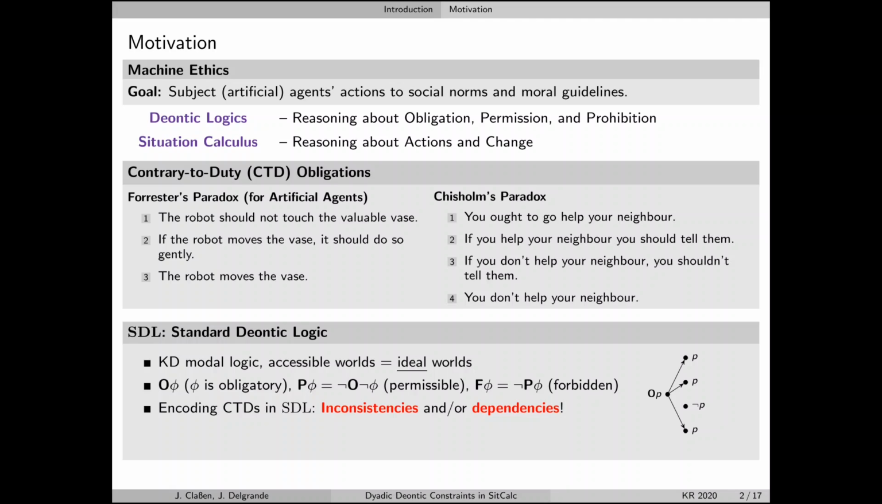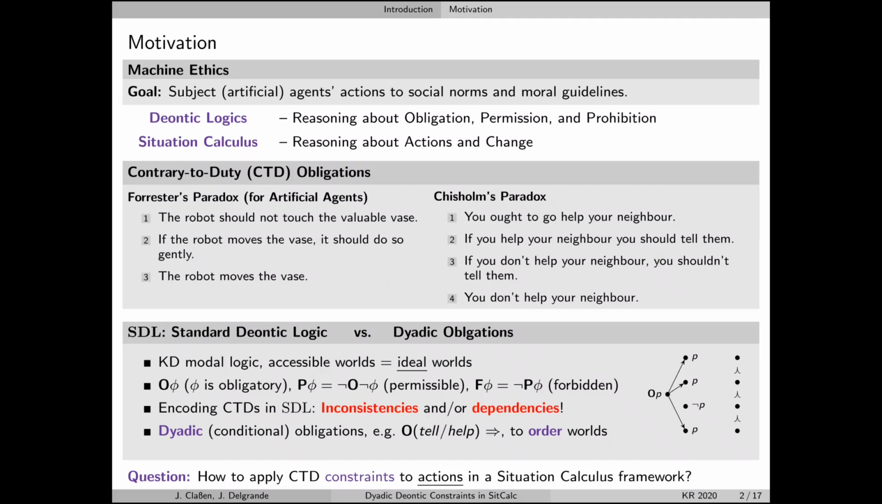to as paradoxes. It was soon recognized that one should rather use dyadic obligations that represent defeasible conditionals, such as the one seen here, tell is obligatory given help. And then instead of a simple binary distinction between ideal and non-ideal worlds, we get an ordering of worlds according to their degree of ideality. The question we looked at here is how we can do something similar but apply it to the actions of a situation calculus theory. Notice that we want to regard such statements as constraints that the agent needs to take into consideration in addition to its overall task.